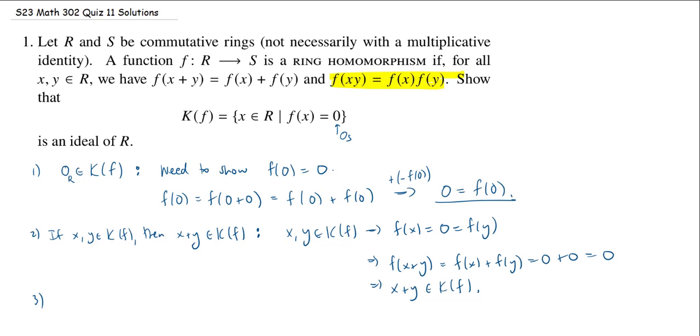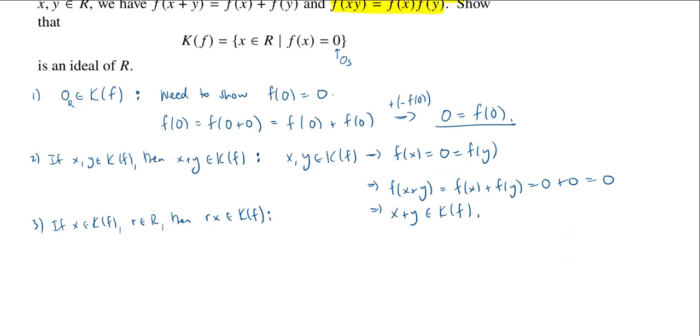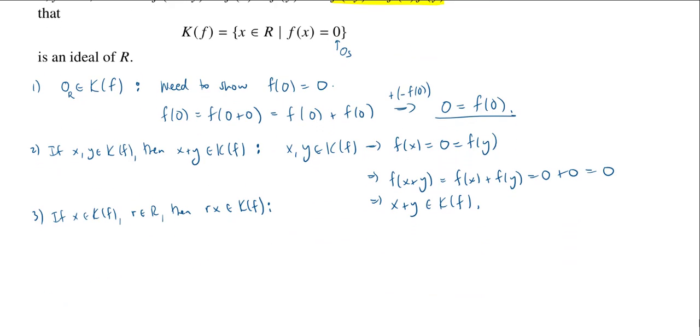Finally, the third piece. We need to show that the kernel absorbs R multiplication. So if x is in the kernel and little r is in R, then rx is in the kernel. Let's give that a try. We know that x is in the kernel, which implies that f of x is equal to 0. But we want to show that f of rx is equal to 0. Well, what is f of rx?